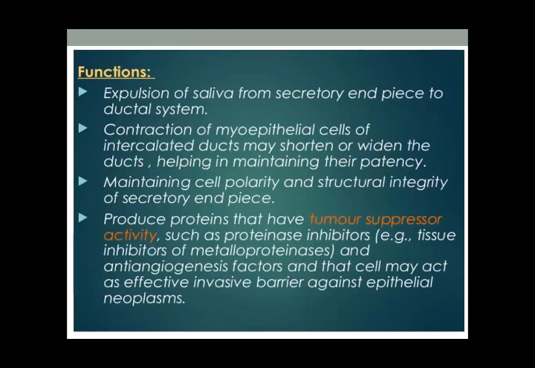Functions: movement of saliva from secretory end pieces to the ductal system. Contraction of myoepithelial cells of secretory ducts may shorten or widen the ducts, helping in maintaining their patency, maintaining cell polarity and the structural integrity of secretory end pieces. They produce proteins that have tumor suppressor activity, such as proteinase inhibitors, for example tissue inhibitors of metalloproteinases, and anti-angiogenesis factors, and the cell may act as an effective invasive barrier against epithelial neoplasms.